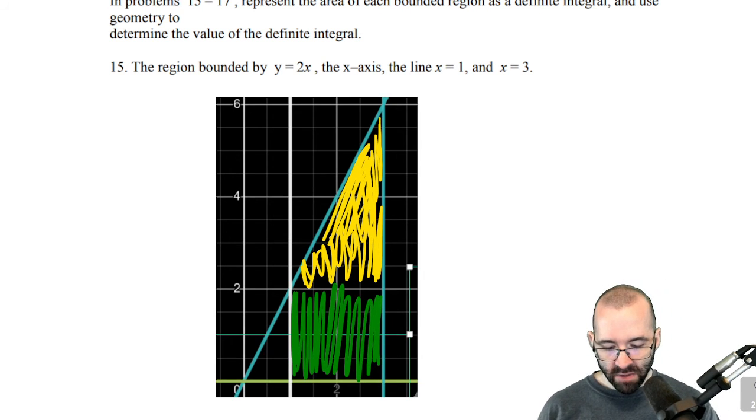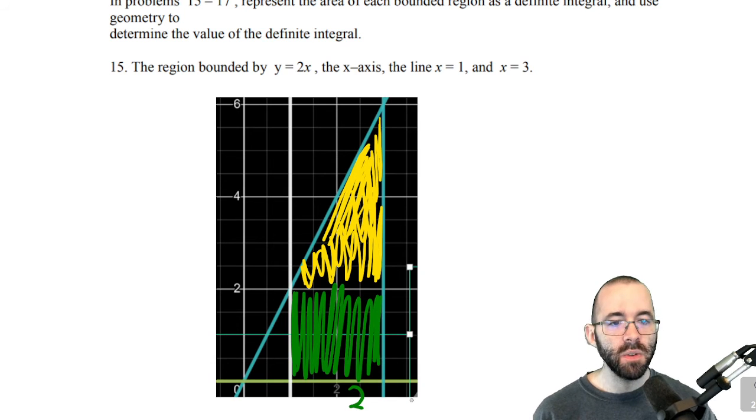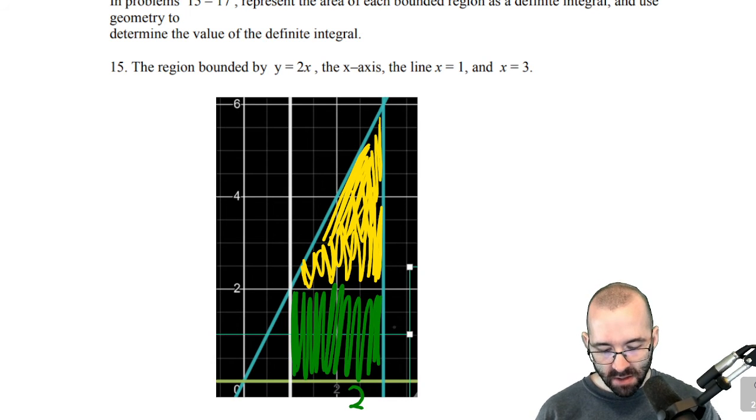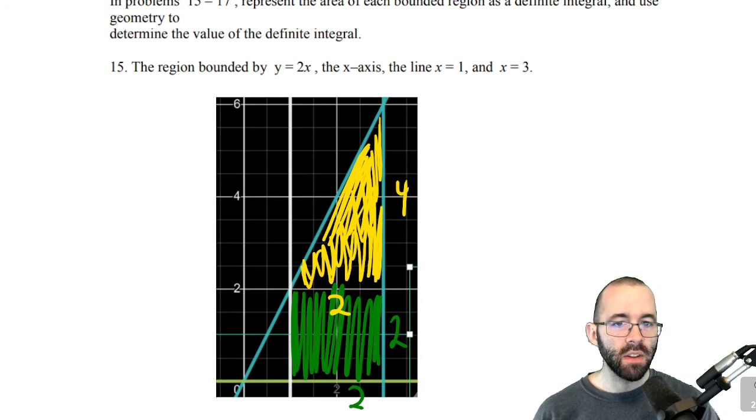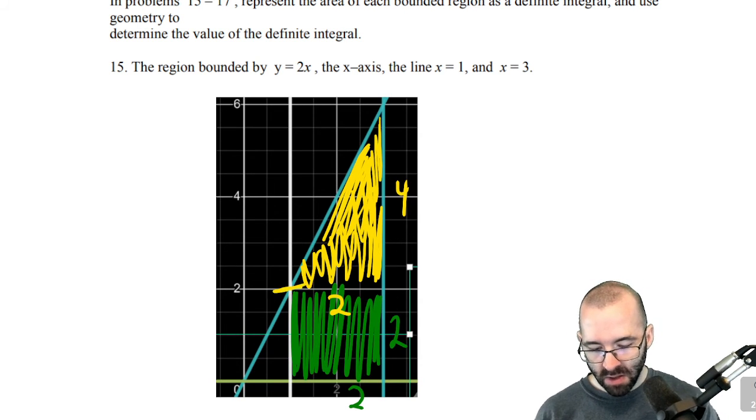So green square, that's going from 1 to 3. It has a base of 2 and a height of 2. Yellow triangle also has a base of 2. And the height now is 4. The height is going from 2 up to 6. So they're the same areas, actually.